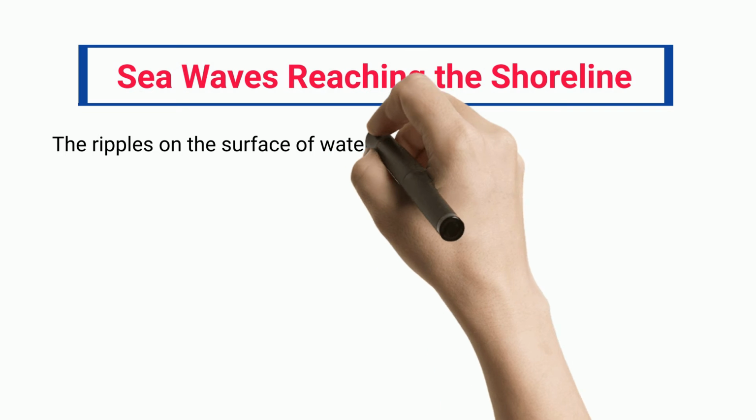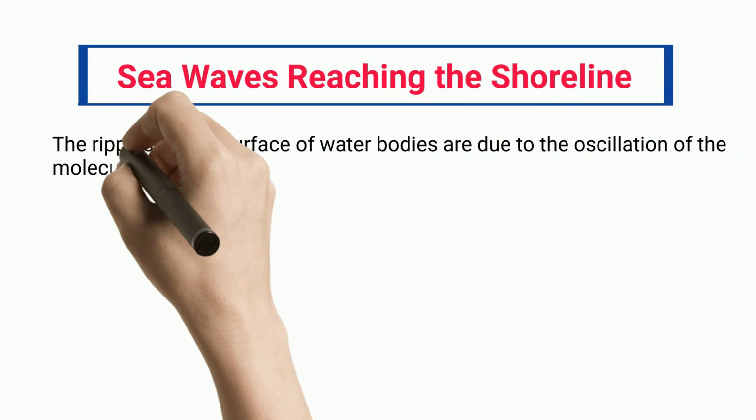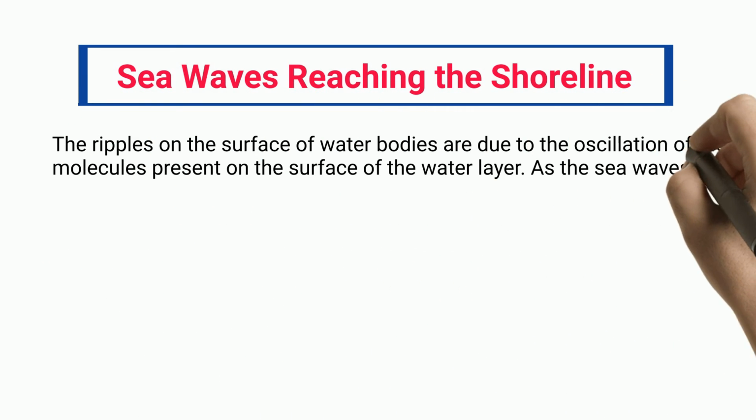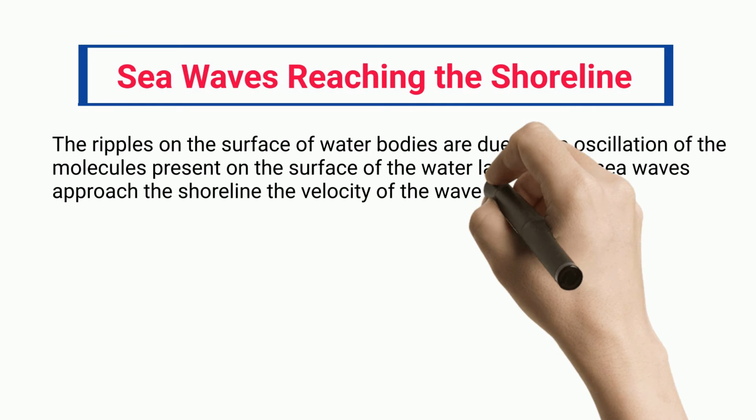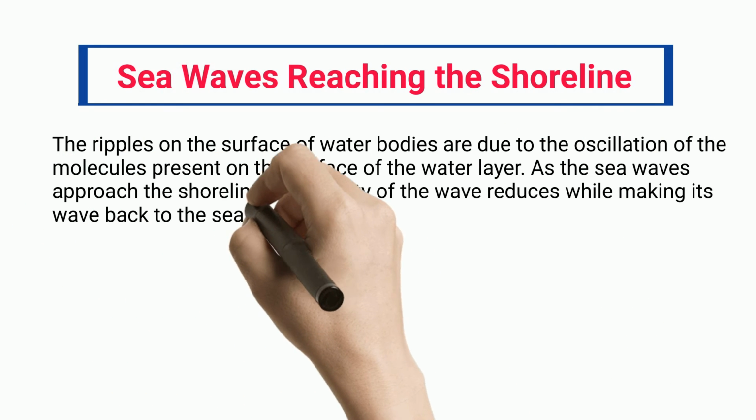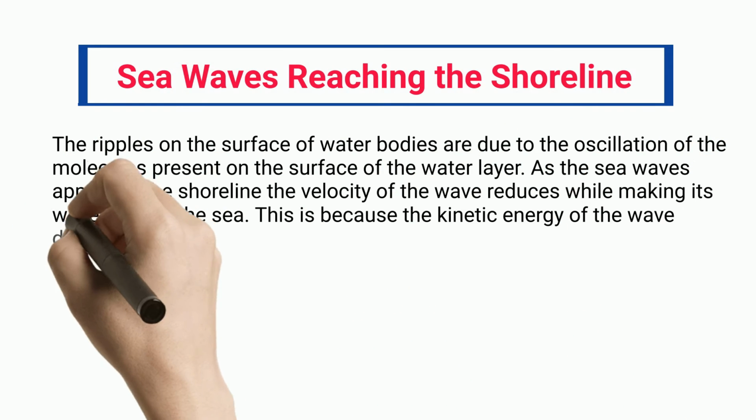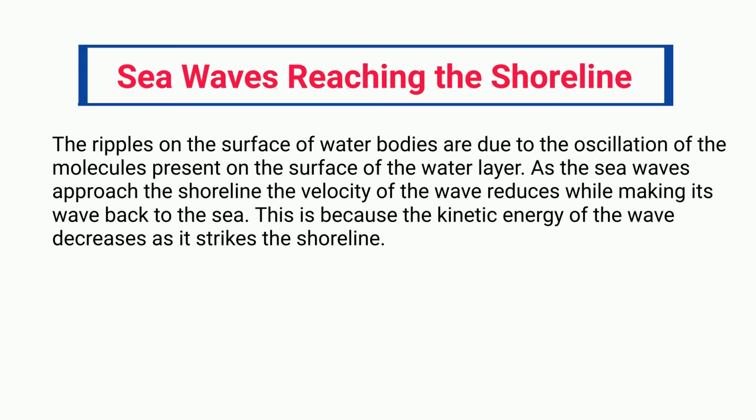Sea waves reaching the shoreline. The ripples on the surface of water bodies are due to the oscillation of the molecules present on the surface of the water layer. As the sea waves approach the shoreline, the velocity of the wave reduces while making its way back to the sea. This is because the kinetic energy of the wave decreases as it strikes the shoreline.